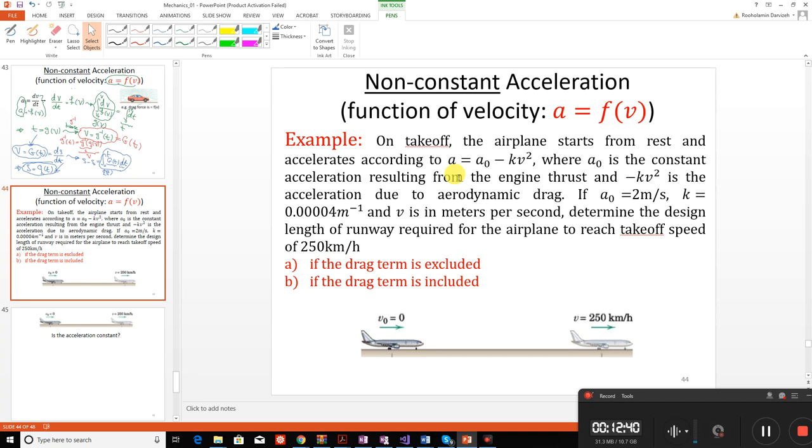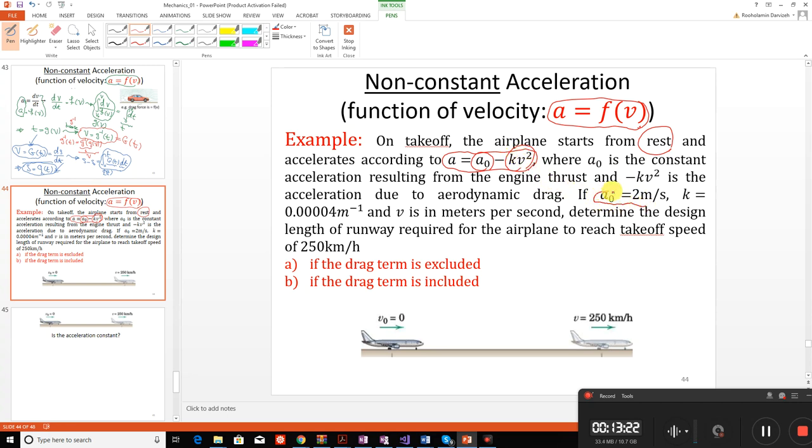You can see here we have an airplane. The initial velocity is zero, it means it starts from rest. Unfortunately, the acceleration in general is not constant. This is a constant value, but this is a function of velocity. Acceleration is a function of velocity in general. When the acceleration is not constant, we cannot use the simplified formulation which we derived for constant acceleration. You should be careful.